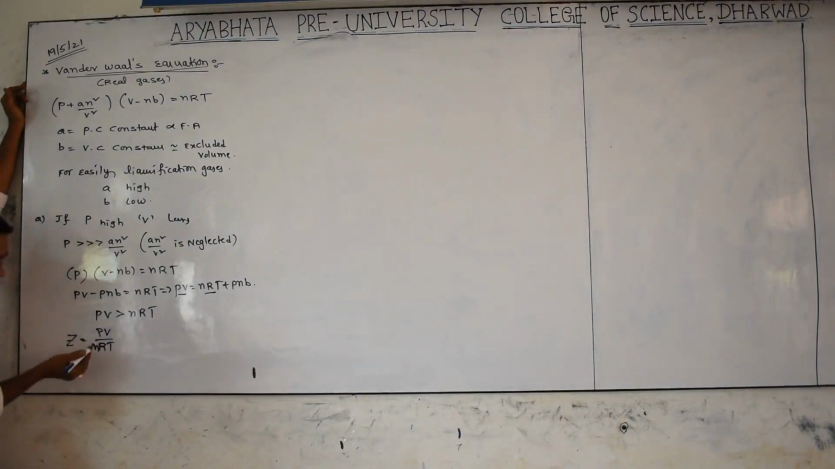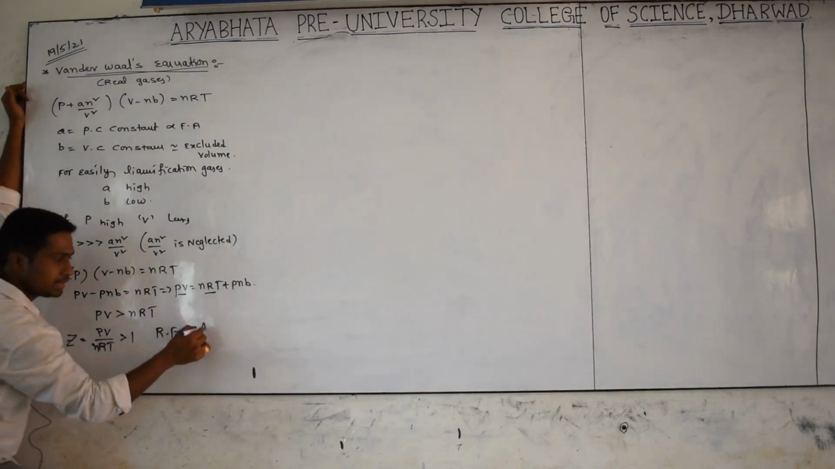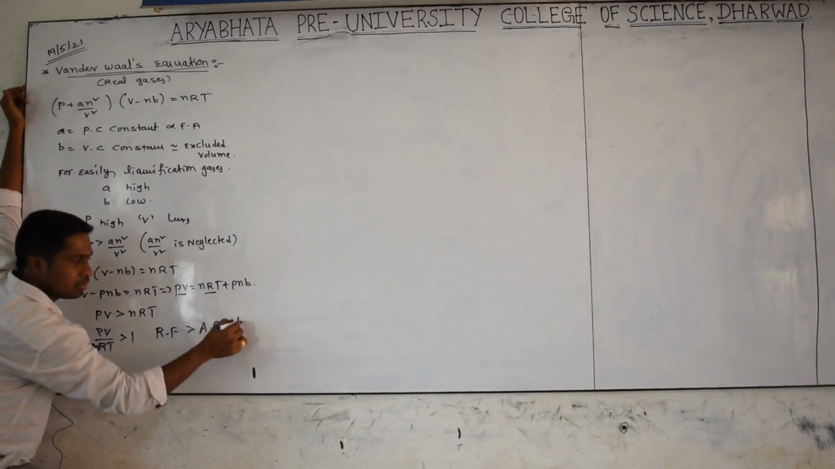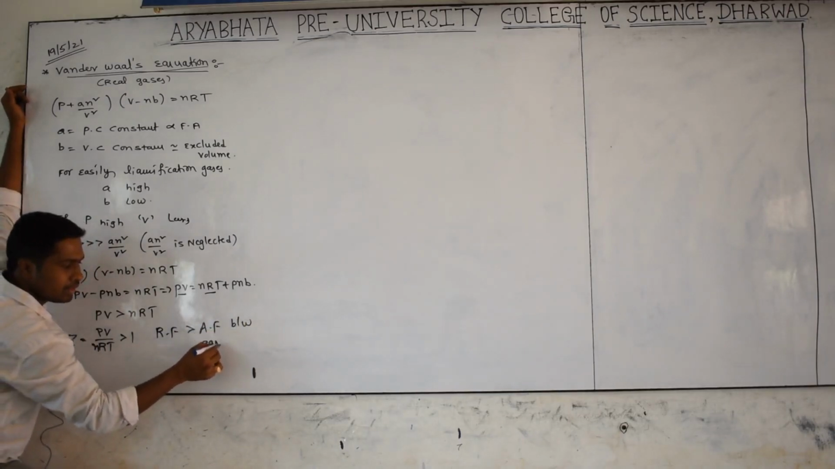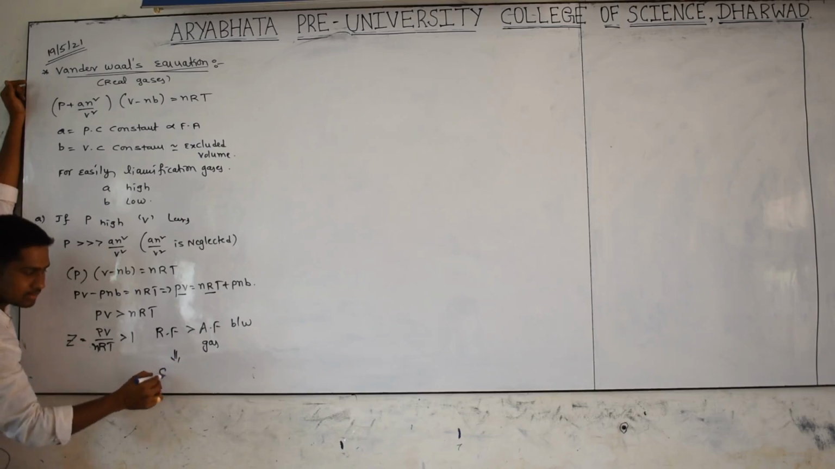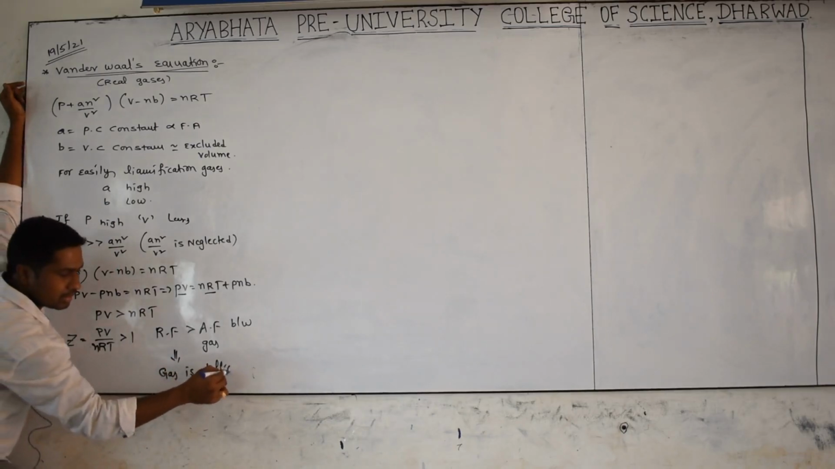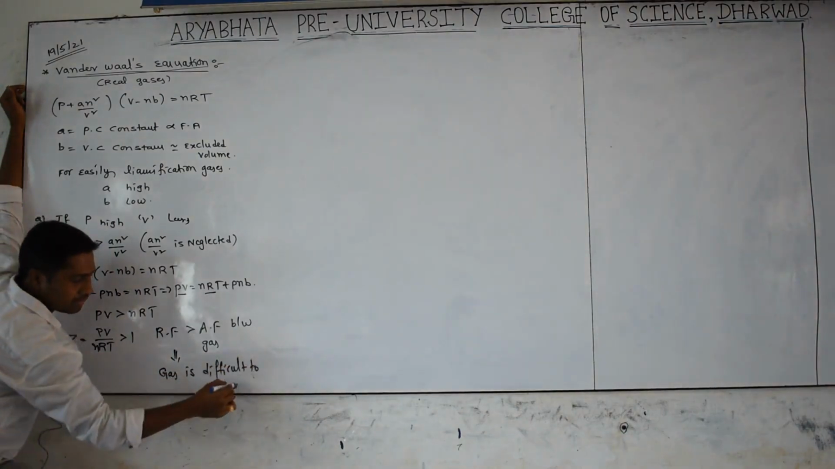So the numerator value is higher than the denominator value. Automatically, the Z value is coming greater than 1. Z value greater than 1 means the real gas volume will be more when repulsive force is more. The repulsive force is dominating the attractive force between the molecules. Then is the gas easy to liquefy or difficult to liquefy? The gas is difficult to liquefy.